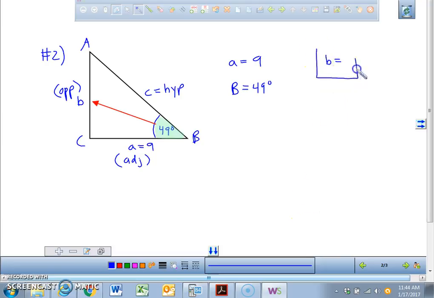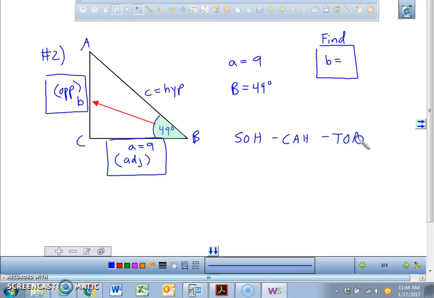Okay? Now, we are looking for what letter? We are looking for lowercase b, which means I need to find this. This is what I need to find. So hold on, what do we have? We have our adjacent side. We need to find our opposite. So let's look at this. Ready?